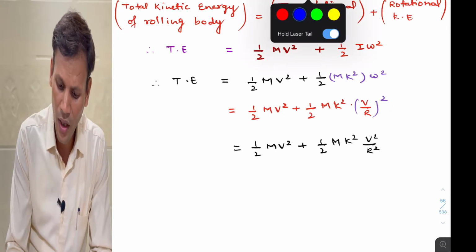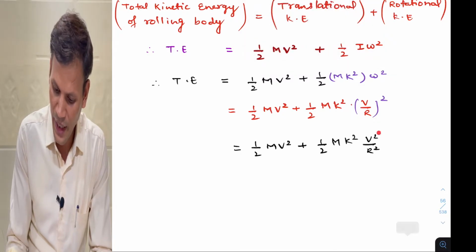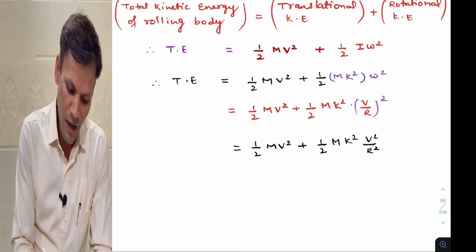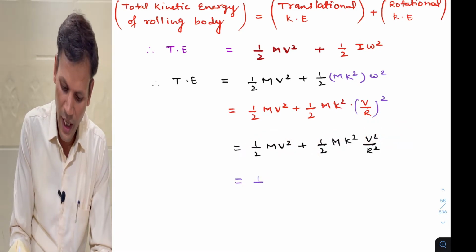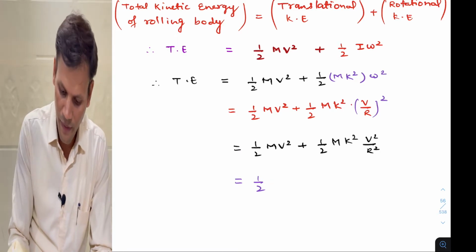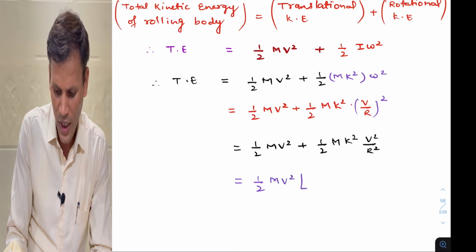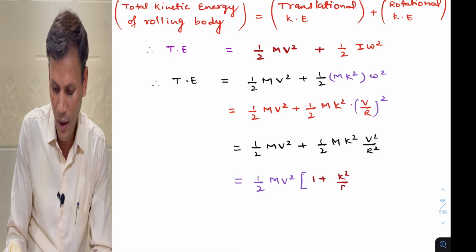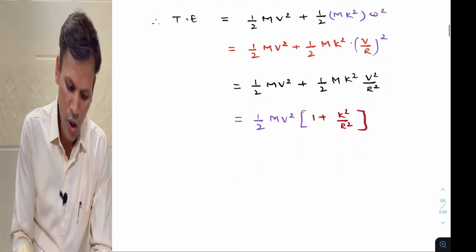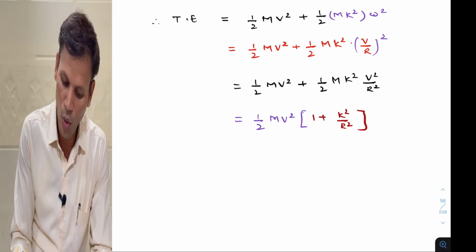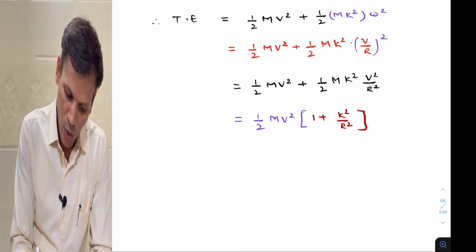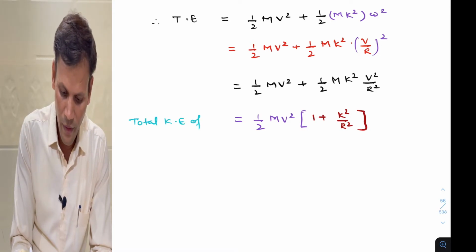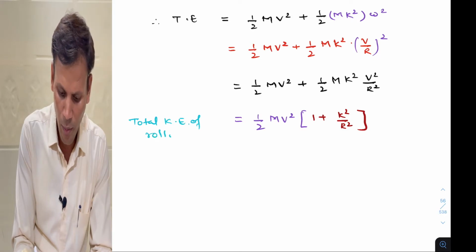What is common in all? In this case we are getting half mv square, half m and v square, so overall half mv square is common. So we can write half mv square, and in the bracket what remains is 1 plus k square by r square. So this is the total kinetic energy of a rolling body.